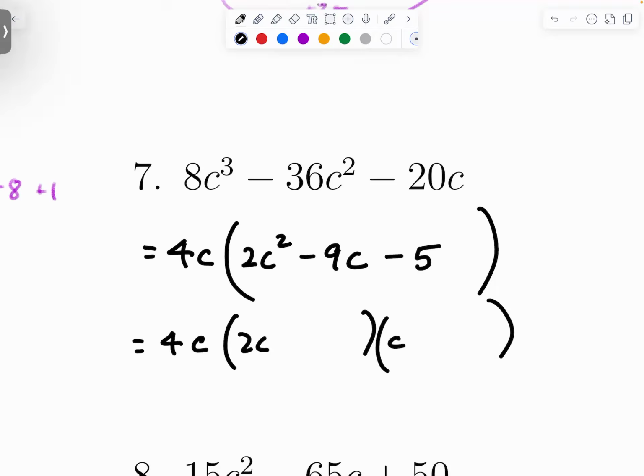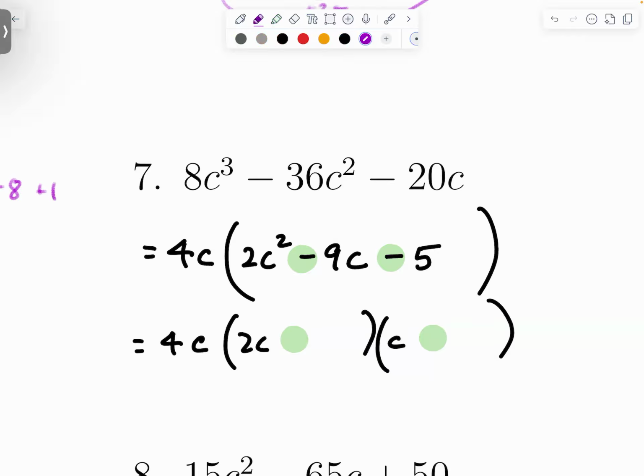Well, thankful we have a prime number. 2c times c is 2c squared. Now, because you have a minus and minus right here, then we know the signs right here are going to be one positive, one negative. And because the first terms are different, I cannot put any plus or minus right in the parentheses at the moment because the first terms are different, okay? It would matter a whole lot.